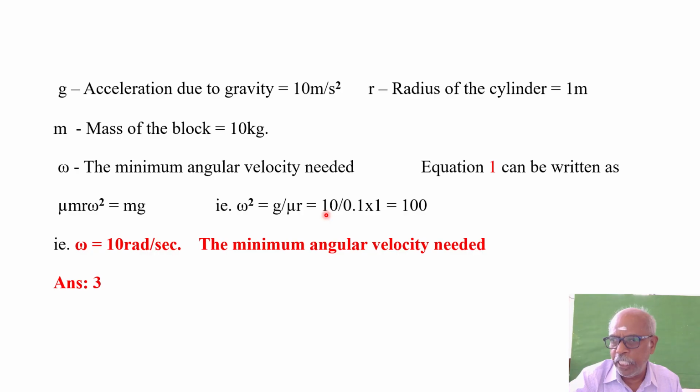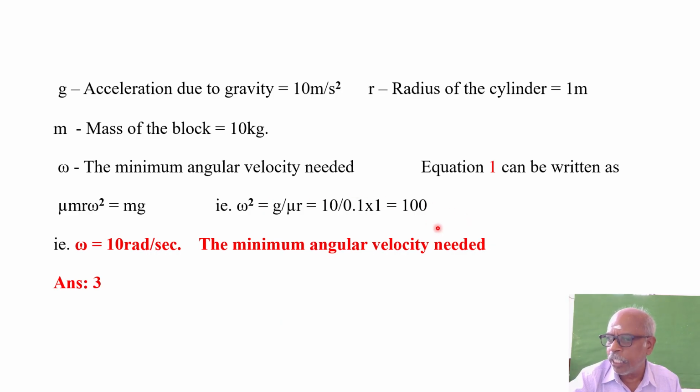What is the value of g? 10 meter per second square. What is the value of mu? 0.1. What is the value of r? 1. So 1 into 0.1 is 0.1. So 10 divided by 0.1 will give you 100. Omega squared is equal to 100.